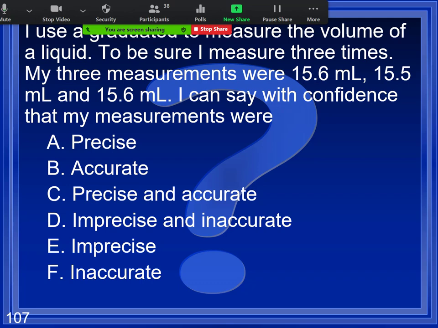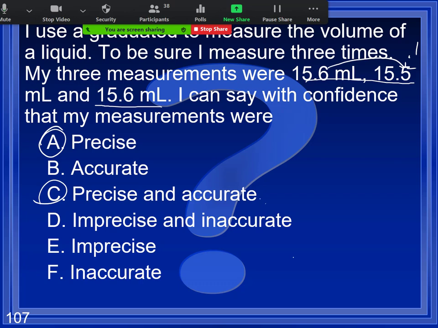So first, precise. If I look at those 3 numbers, are those 3 numbers close together? Yes, they are. So I can say with confidence that they're off by, well, 2 of them are the same and one's off by less than 1% again, 0.1 out of 15. So it is repeatable. It is precise. So my answer is down either to precise or precise and accurate. Okay. Now I have to decide, was it accurate or not?